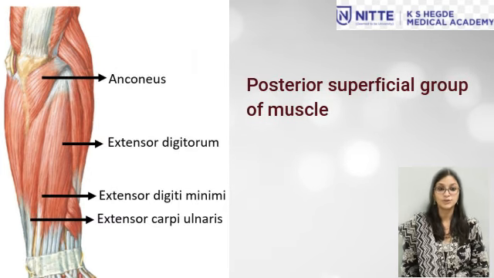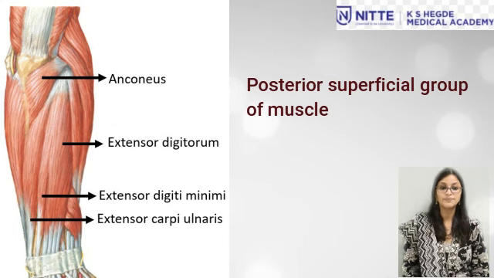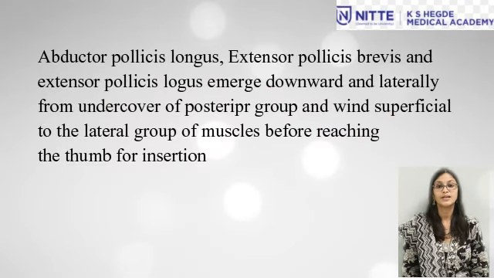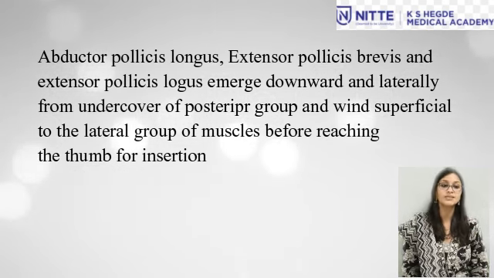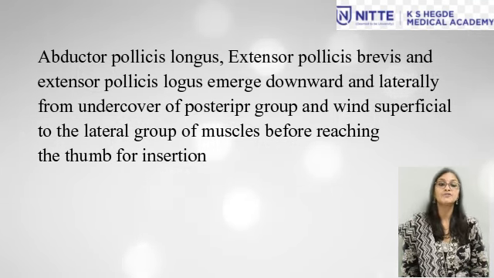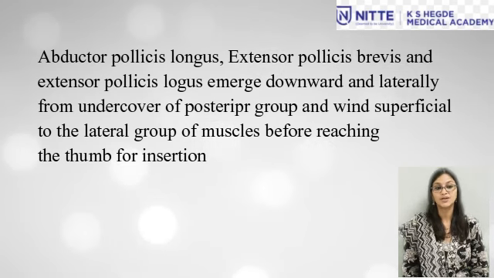The posterior group includes, from lateral to medial, extensor digitorum, extensor digiti minimi, extensor carpi ulnaris and anconeus. The abductor pollicis longus, extensor pollicis brevis and extensor pollicis longus, even though they belong to the deep group of muscles, emerge downwards and laterally from the undercover of the posterior group and wind superficial to the lateral group of muscles before reaching the thumb for insertion.